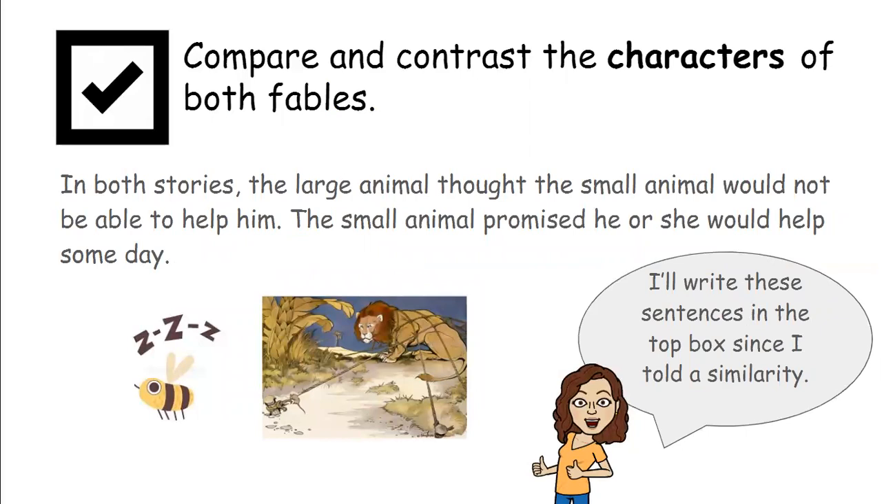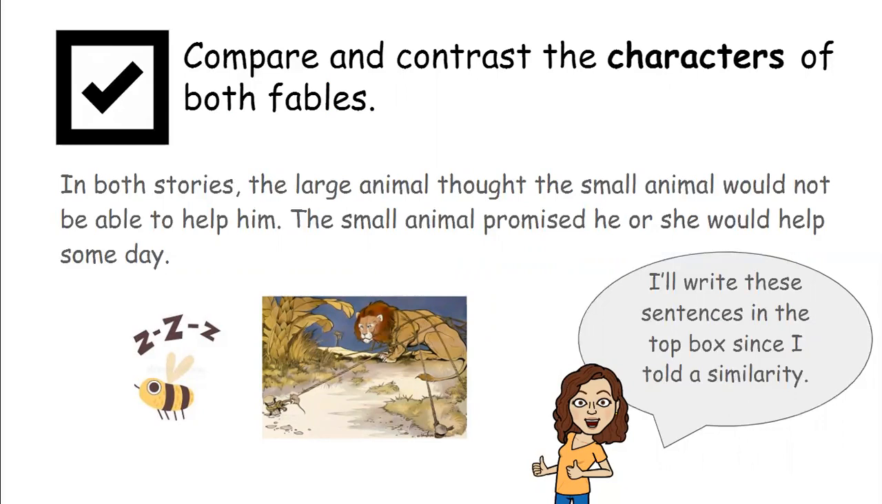Next, I'll look at the characters of both fables. Now, it's simple enough to say, in The Bear and the Bee, there was a bear and a bee. In The Lion and the Mouse, there was a lion and the mouse. But I want you to stretch your thinking and instead talk about the characters' actions in the story and how those were similar and different.